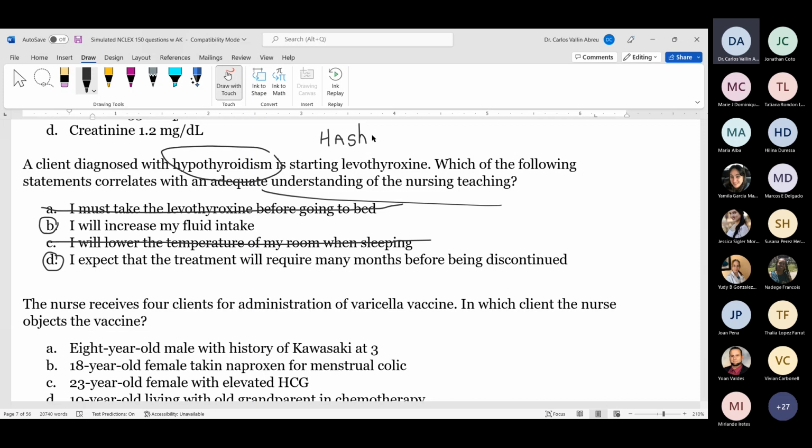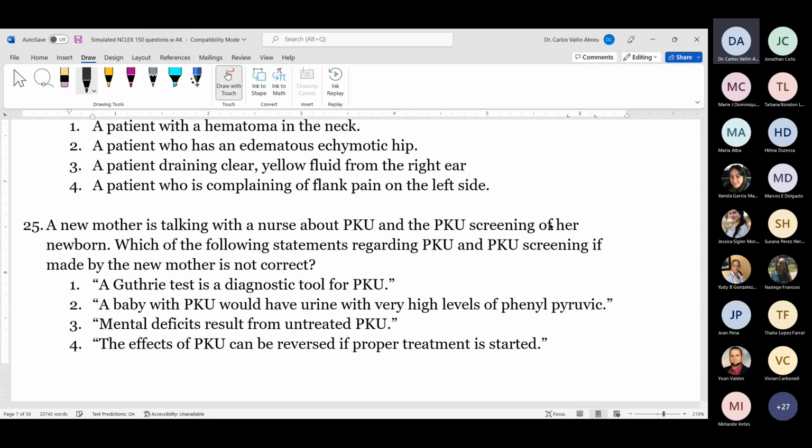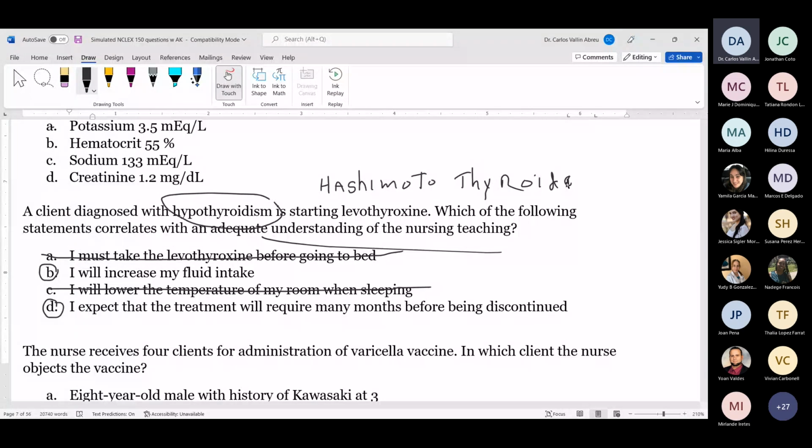Okay, so autoimmune disease. She is correct. Autoimmune disease called Hashimoto disease, Hashimoto thyroiditis, is the most common condition of hypothyroidism. More common in women than in men, because autoimmune diseases are more common in women.